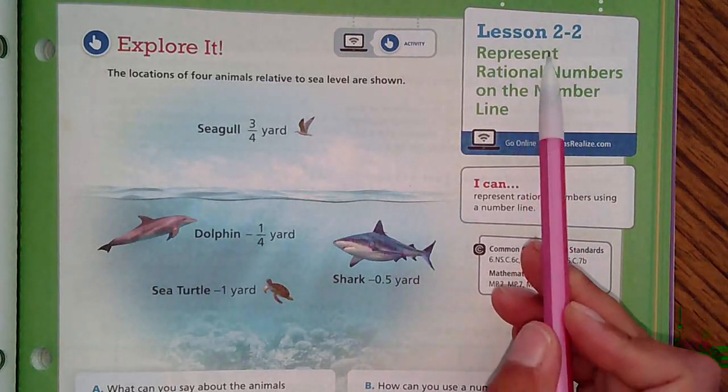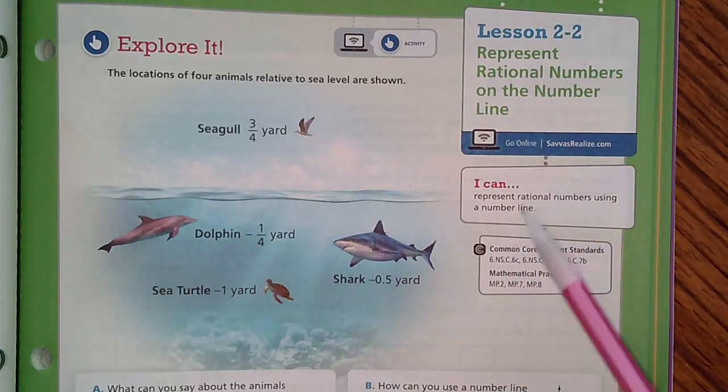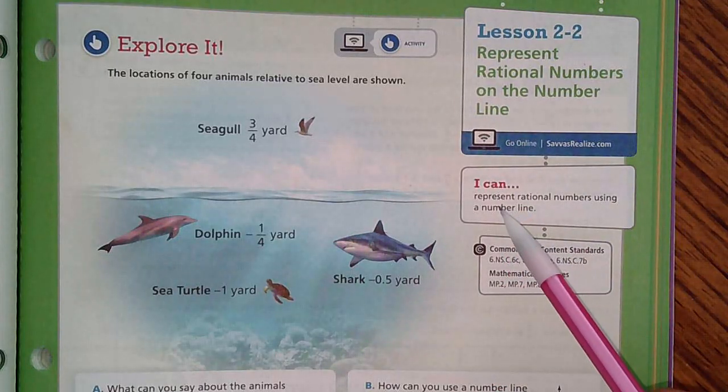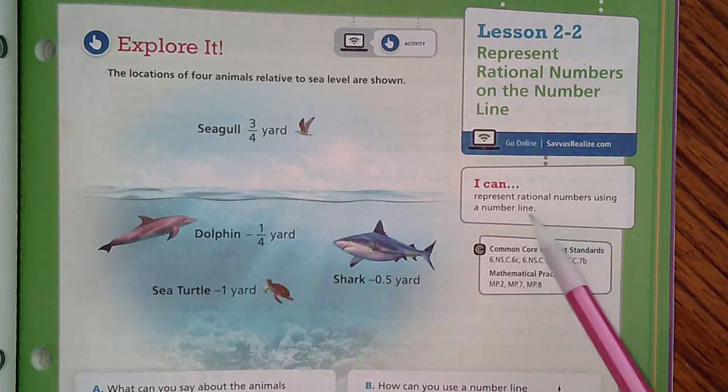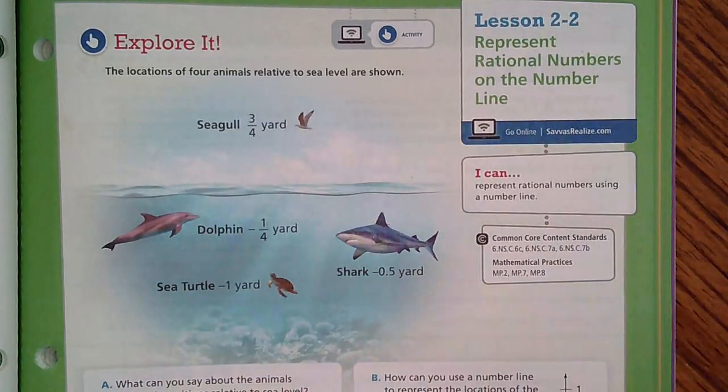In lesson 2-2, we are representing rational numbers on a number line. By the end of this lesson, you should be able to represent rational numbers using a number line. So here in this picture, we have four animals.